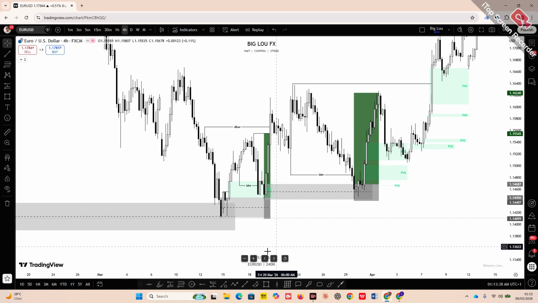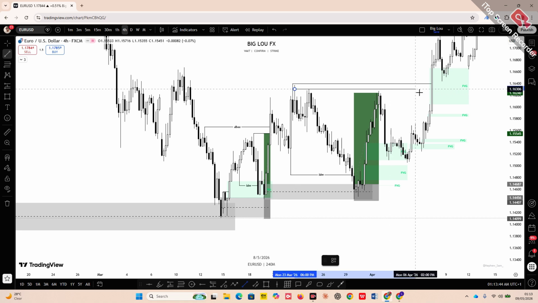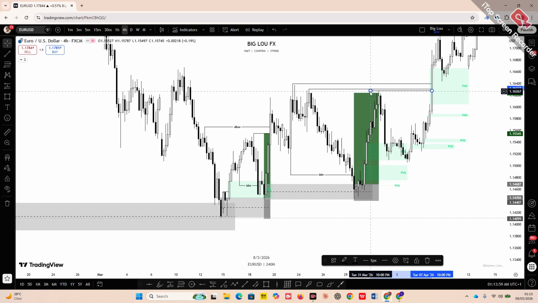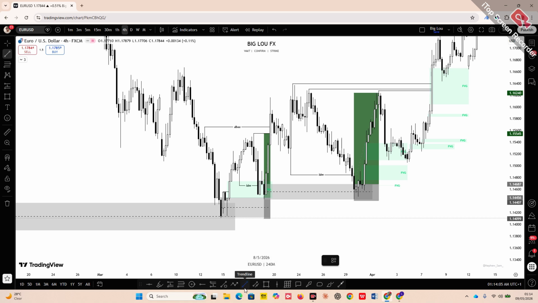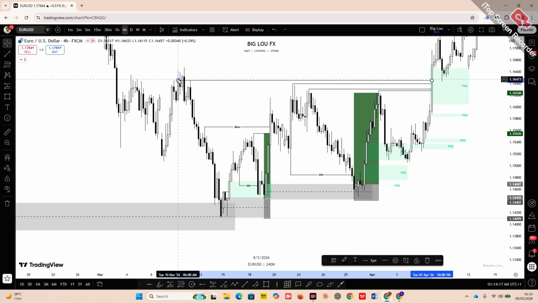That is one. We're going to mark everything because we want to see the effect of this in the market. It broke this high. That is two. It broke this high. That's three. It broke this high. Stay with me. I'm marking everything. It broke this high. And I'll tell you the importance of all of these things we are doing.